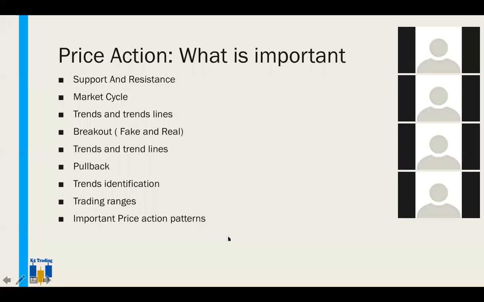Okay. So one of the important issues with price action is that you need to understand the market cycle, support and resistance, trends, and trend lines. Once you understand the market cycle, trends and trend lines, support and resistance, then we will look at the breakouts, pullback, trend identification, trading range, and other price action patterns. So let's start with support and resistance.